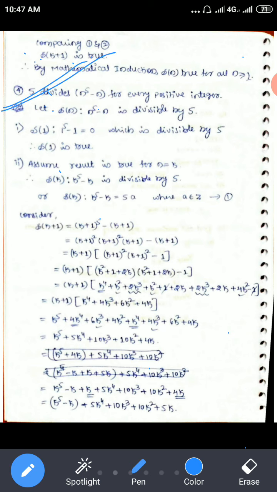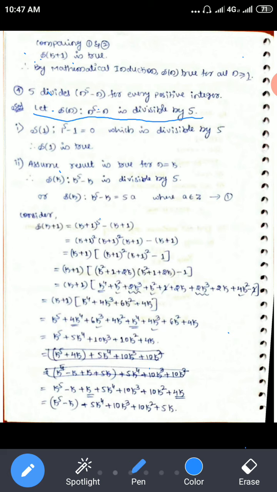So this question is important, so please you can see here: 5 divides n to the power 5 minus n for every positive integer. So next question I am dealing here. So that is nothing but n to the power 5 minus n is divisible by 5. Okay, so let S(n) be n to the power 5 minus n is divisible by 5. This statement I have taken as S(n).